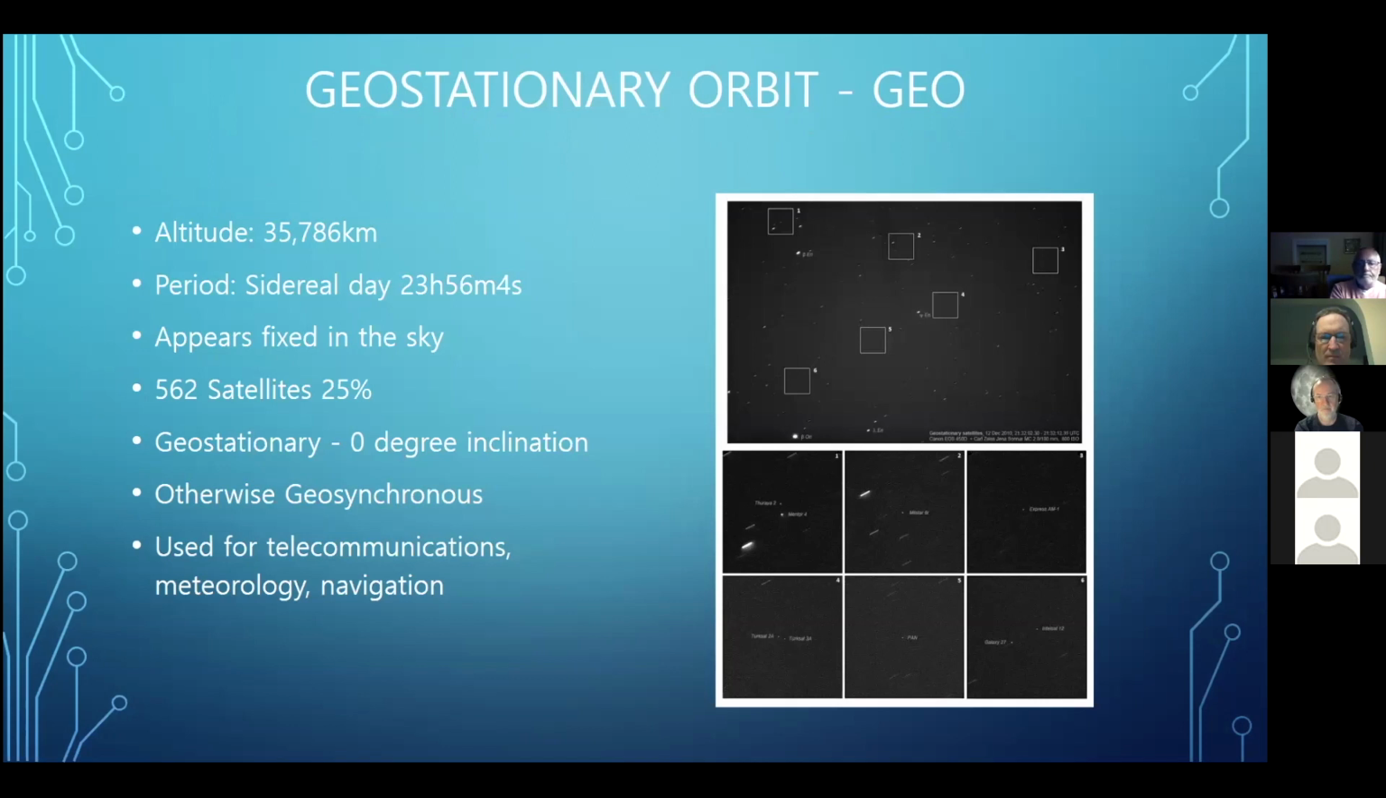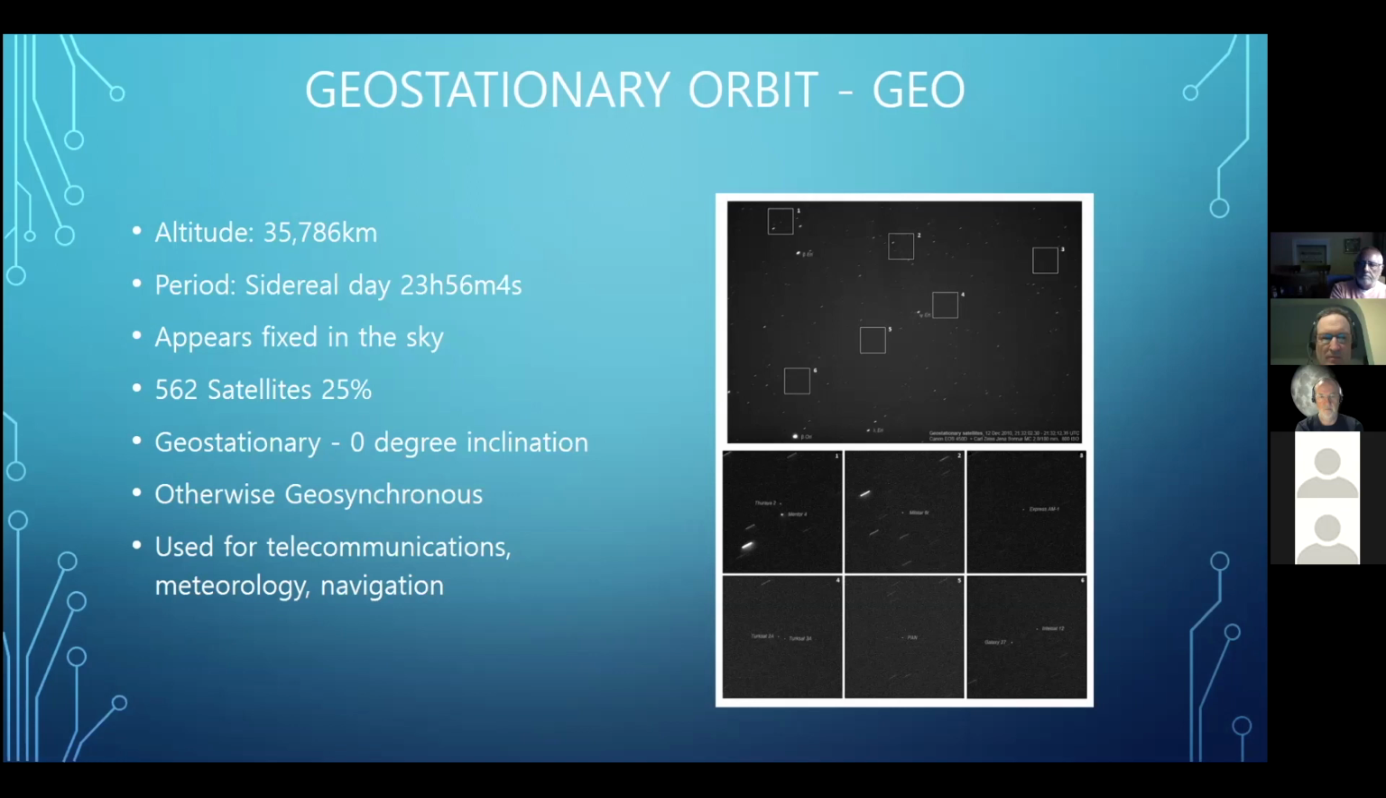The reason it is special is because the orbit at that height takes 23 hours, 56 minutes, 4 seconds, which is the rotational period of Earth. That's how long it takes for us to spin around. And if we put a satellite there, it stays fixed in that position relative to us.